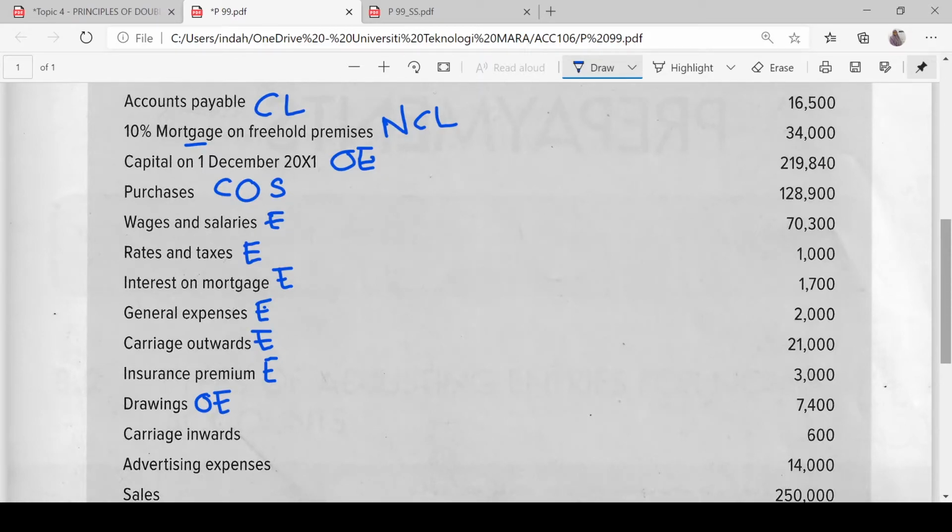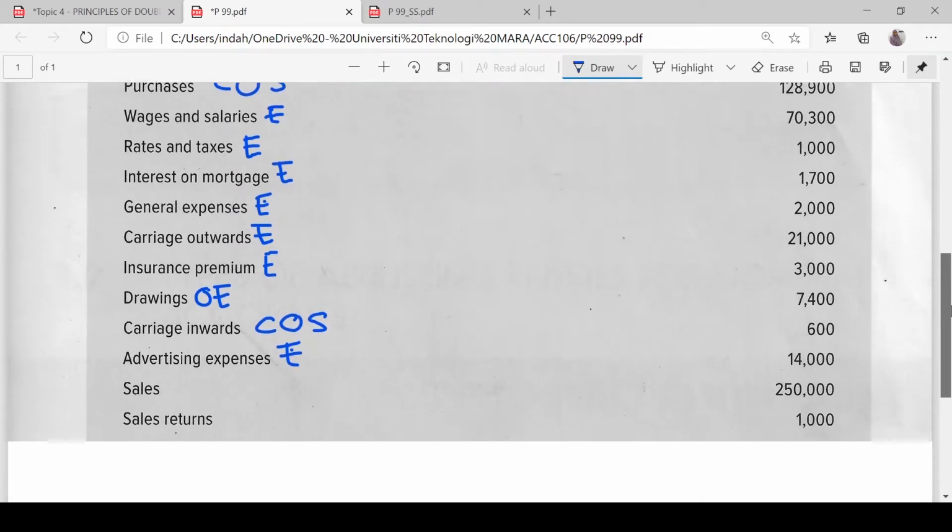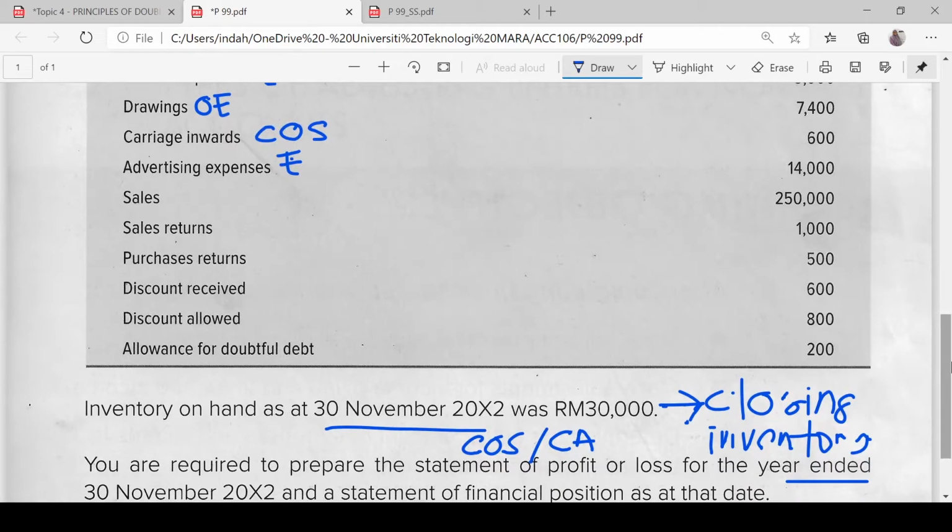Carriage inwards is where you incur the cost for the transportation of goods from the supplier to your premise. So this one is related to purchase of goods, so this is cost of sale. Advertising expense is an expense. All right, so sales, of course, sales. And then we have sales return. So we're going to group them together as sales.